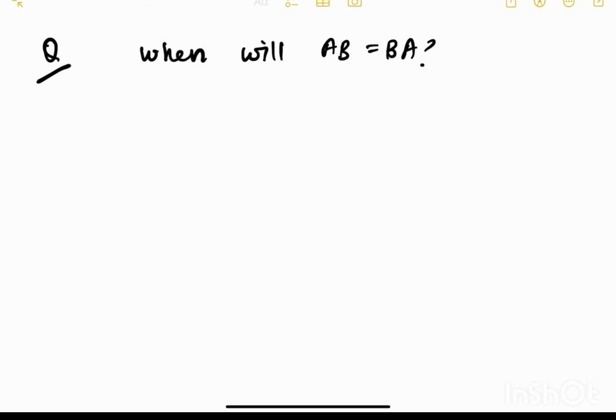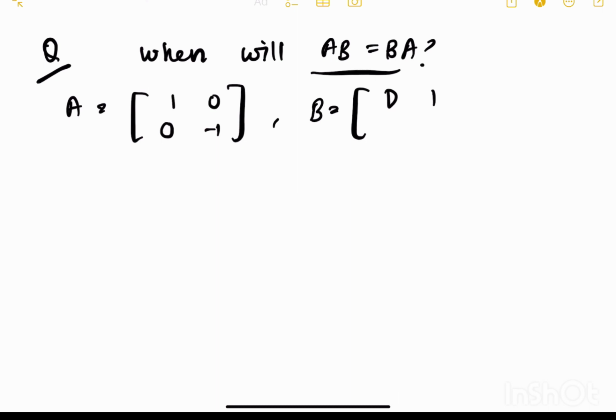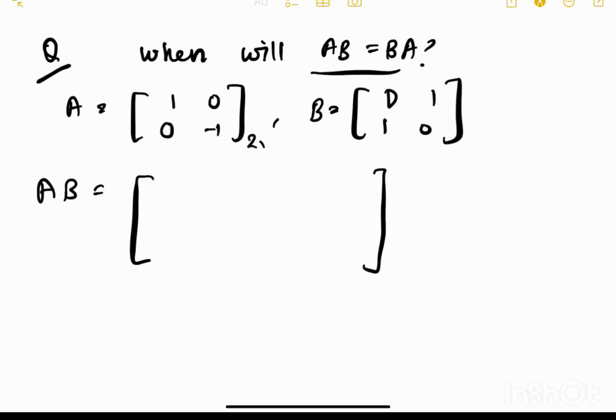So I will discuss this condition: in general, are these two values the same or not? So I will pick two matrices. This is my matrix A and this is my matrix B. Now what is AB? Now the order is 2 cross 2 and 2 cross 2. So I know the last two values are the same.